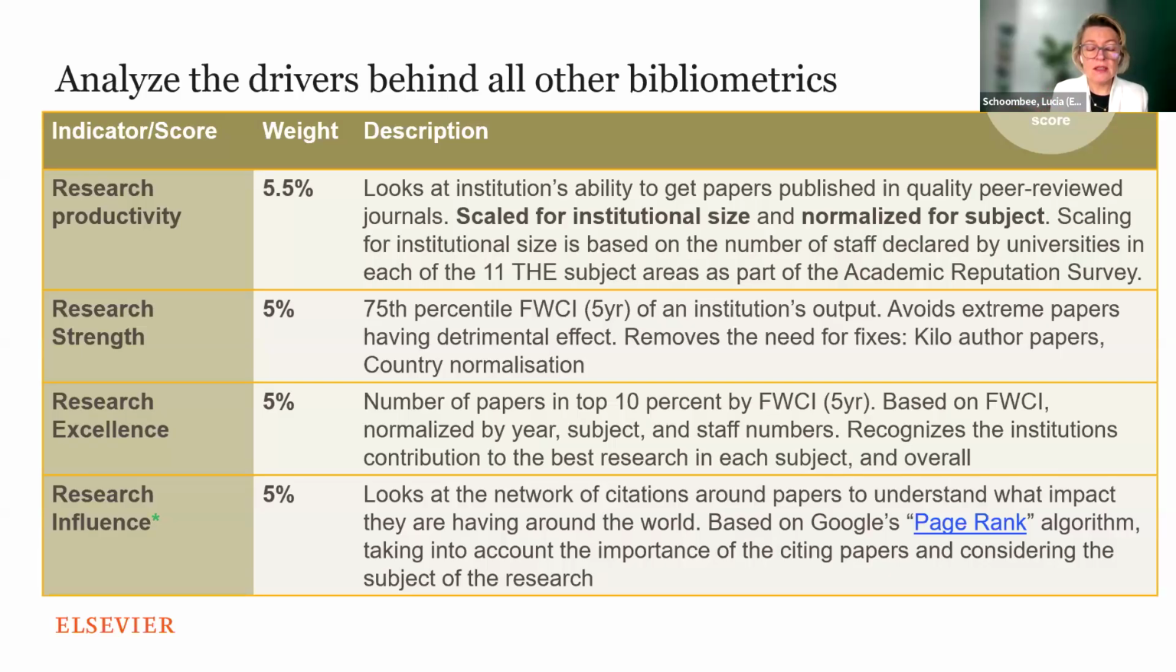For research excellence, the rankings look at the number of papers in the top 10% by field-weighted citation impact on a global level. So what is the number of publications or the portion of papers of an institution that are amongst the 10% most cited in the world? Also using the field-weighted citation impact there, because it's normalized. And then there's a third metric which also accounts for 5% of the score, and that looks at the network of citations around papers to understand what impact they have around the world.